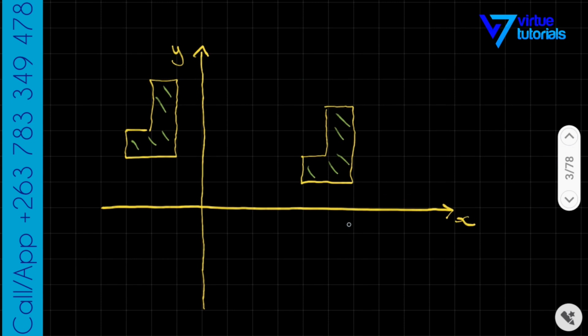Here's another illustration of a translation. If this was the shape, and that is the image, as you can see, the shape and the image have the same appearance, same size, only difference is their positioning.